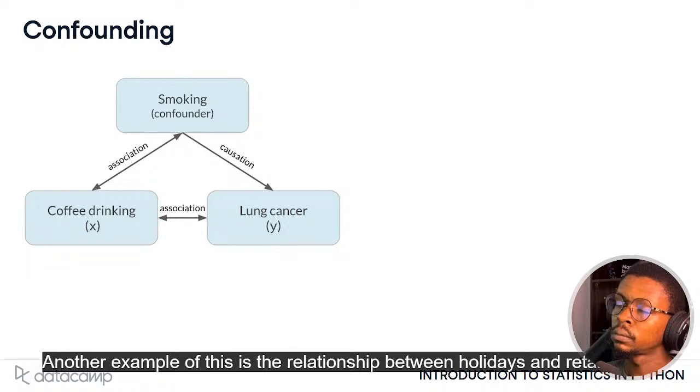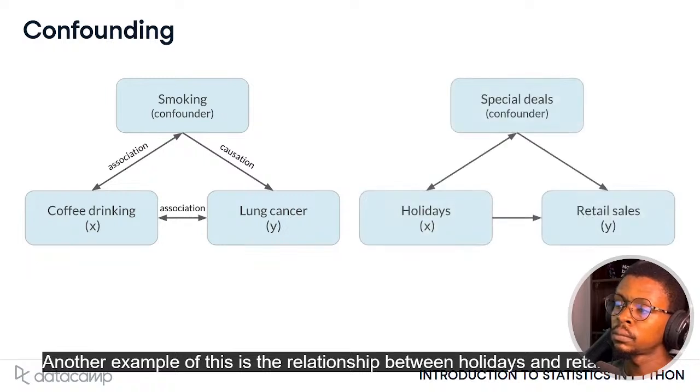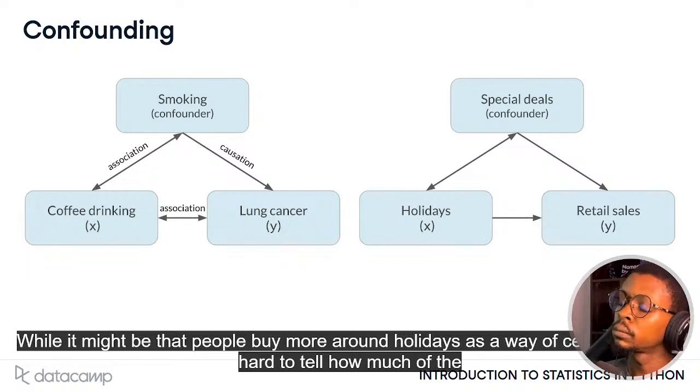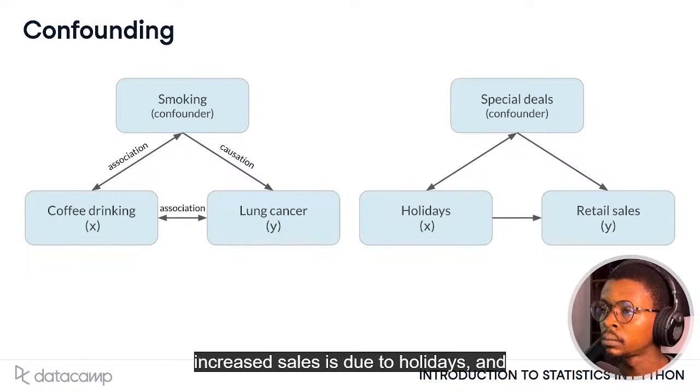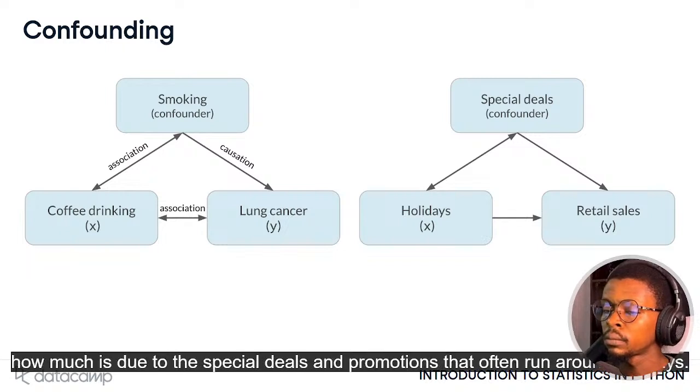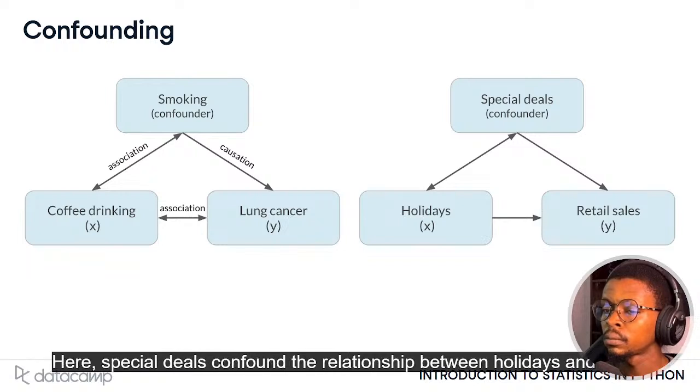Another example of this is the relationship between holidays and retail sales. While it might be that people buy more around the holidays as a way of celebrating, it's hard to tell how much of the increased sales is due to holidays and how much is due to the special deals and promotions that often run around the holidays. Here, special deals confound the relationship between holidays and sales.